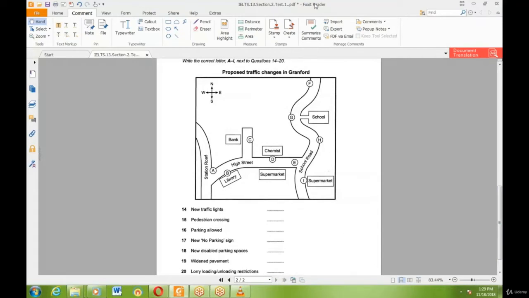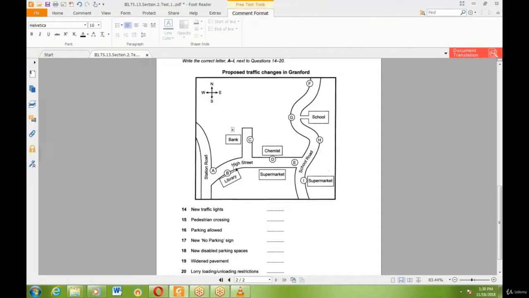Okay, so when we are looking at a map, like I said, the first thing you want to do is look at where everything is on the map, right? So here's a bank, there's a library, there's the chemist, there's a supermarket, there's another supermarket, there's a school, and then also my roads. There's High Street, there's School Road, there's Station Road, right? So I'm looking for what everything is.